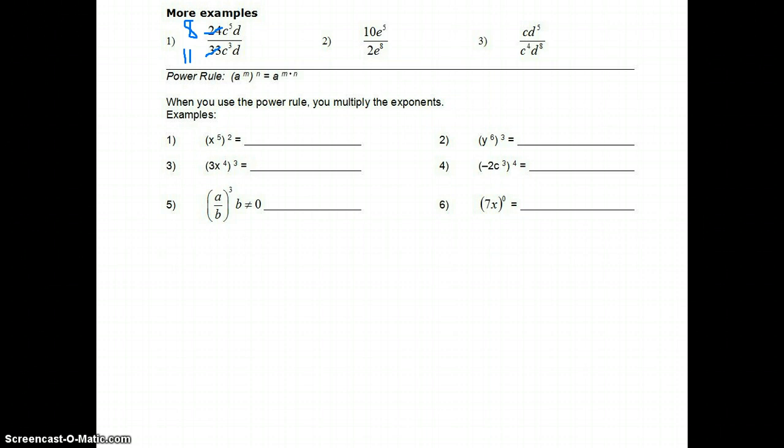Now looking at the C's, use the quotient rule and subtract the exponents. Always large minus small regardless of the order. So 3 from 5 will give us C squared. And the D's, just like numbers, anything over itself cancels out. And so our final answer is 8C squared over 11.